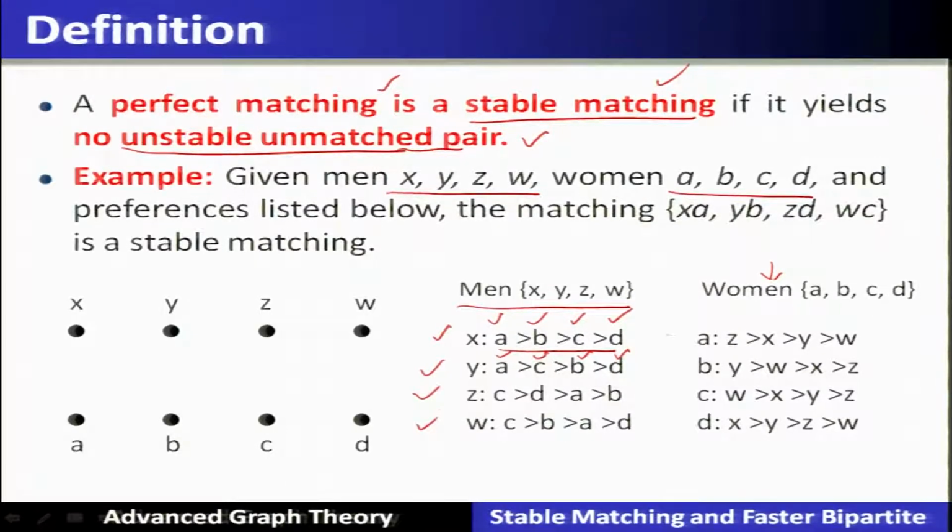On the other side also, in this problem setting, the women also have to give the ranking of their preferences for all the men who are listed. For example, A will give a preference of Z greater than X greater than Y greater than W. Similarly, B, C and D. So, this becomes a problem setting for stable matching.